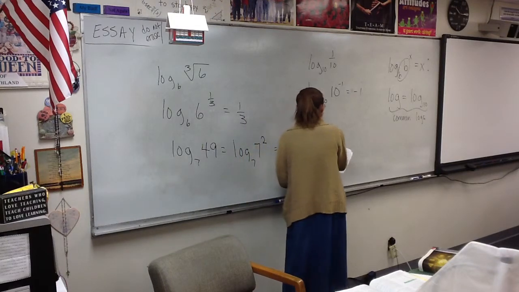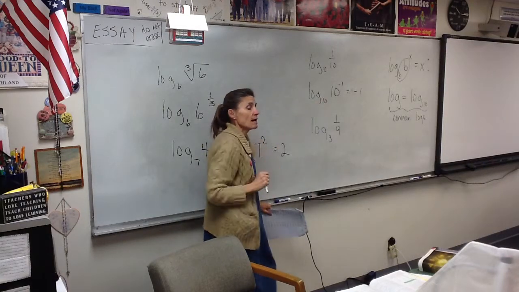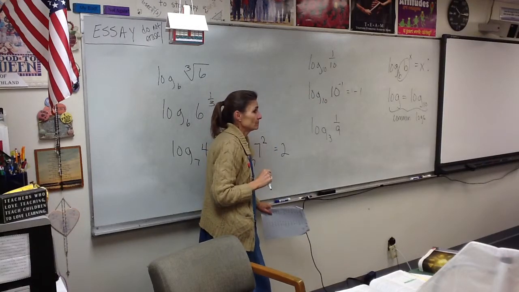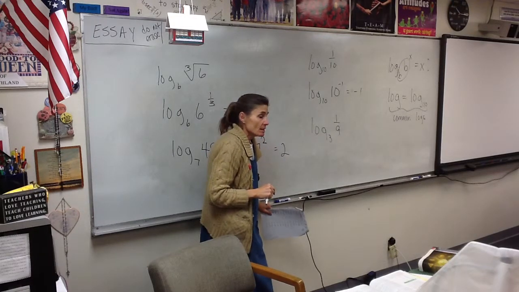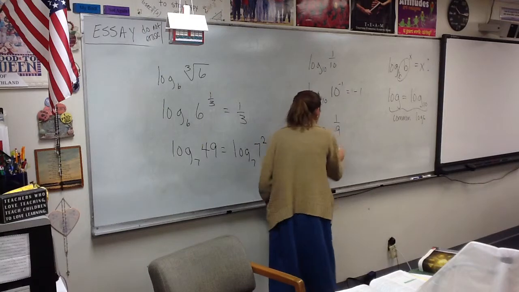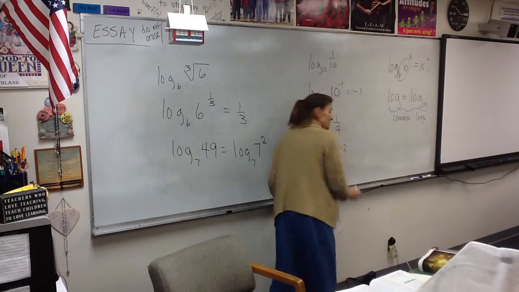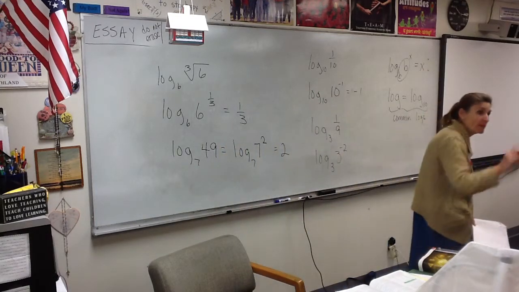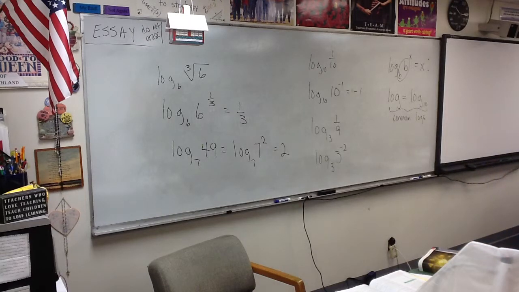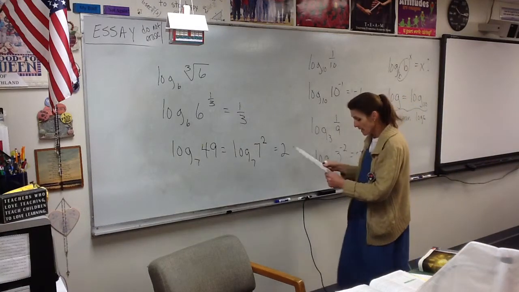Number 11, log base 3 of 1/9. Tell me about 1/9. You have to make it a negative exponent, don't you? What exponent do I want? I really want that to be a 3. That'd be the log base 3 of what? 3 to the negative second. Because what's 9? 3 squared. But it's 1 over, so it has to be negative. So what's the answer? Negative 2. Hopefully you're starting to get the hang of it.